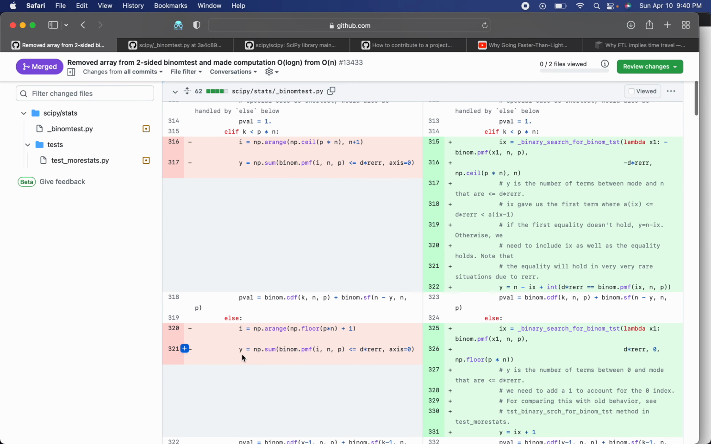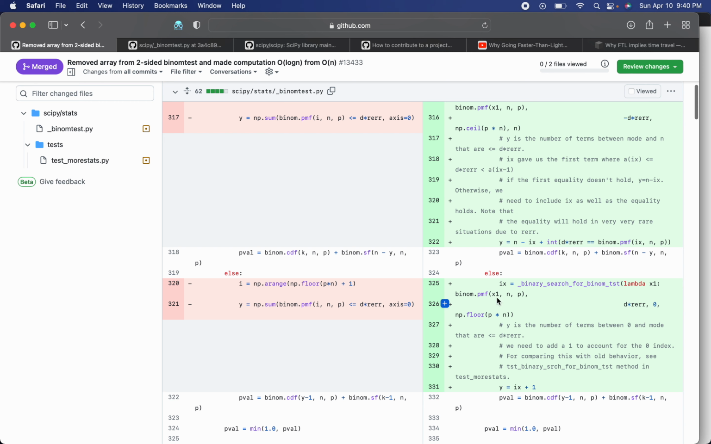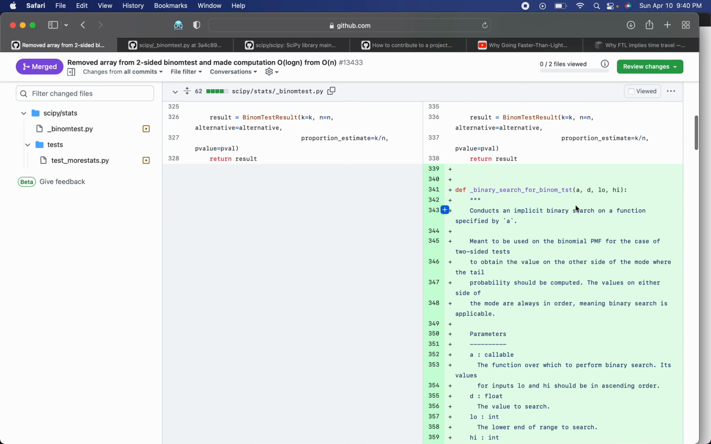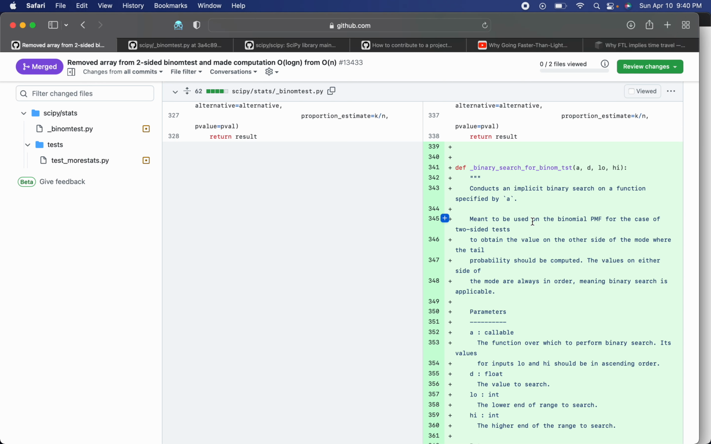The dumb search that was being done earlier, which was just a linear search, I replaced with a binary search. I created a new method, binary search for the binomial test, which works not on an array but on a function. And that way you get both a memory and a time speedup.